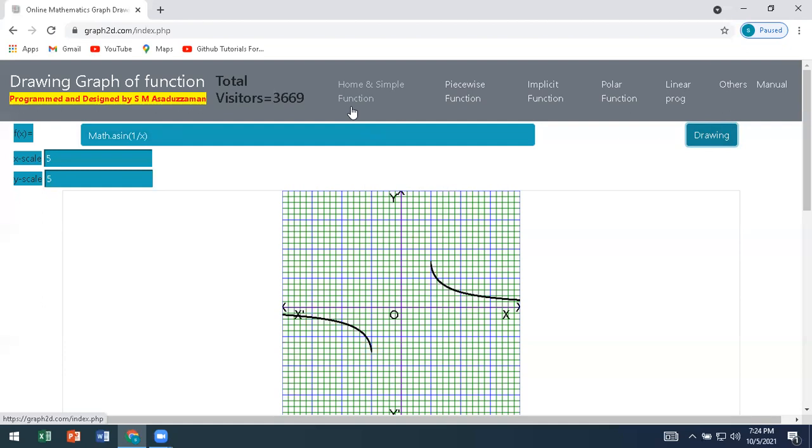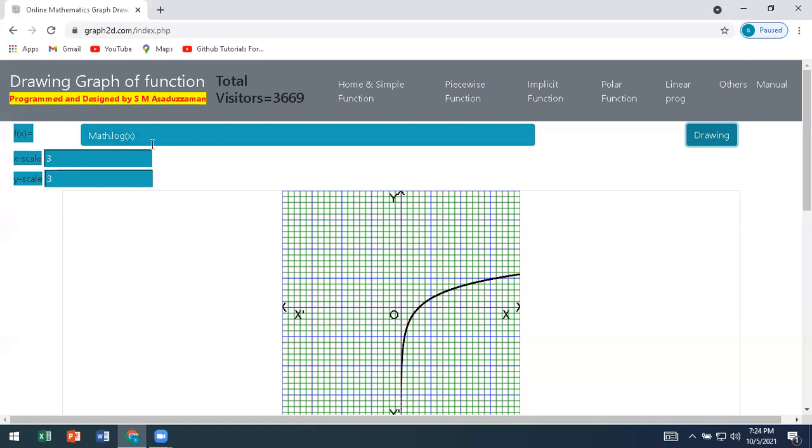Again, we discuss the logarithmic function. For the logarithmic function, we type Math.log x, and then press the drawing button. We get the logarithmic function. We can change the scale, x scale 1, y scale 1. We get the log x function graph, or x scale 3, y scale 3. We get the log x function graph.